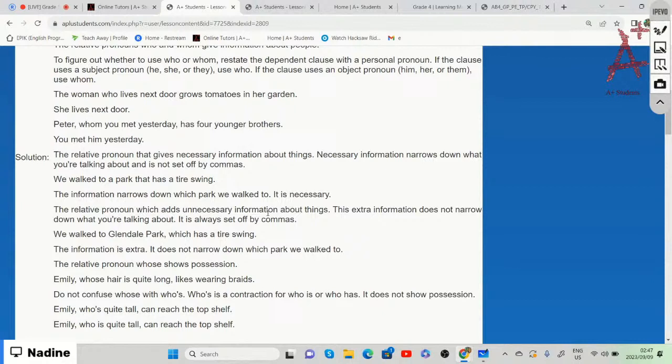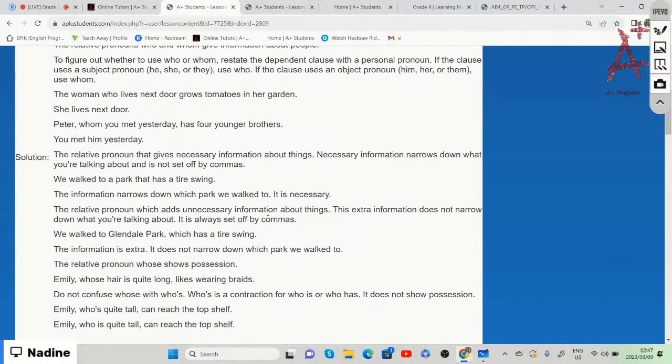We should not confuse whose, spelled W-H-O-S-E, with who's, spelled W-H-O apostrophe S, which is a contraction of who is or who has. It does not show possession. So: Emily, who's quite tall, meaning Emily, who is quite tall, can reach the top shelf. It does not have anything to do with possession.